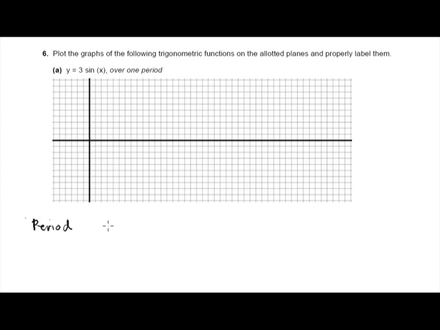For sine and cosine, the period is obtained from the formula 2 pi over b. This b comes from the general expression for the function sine, so bx. So b is the coefficient of x. In the given function y is equal to 3 sine x, the coefficient of x is 1, so b is equal to 1. So the period of this function is 2 pi over 1, or simply 2 pi.